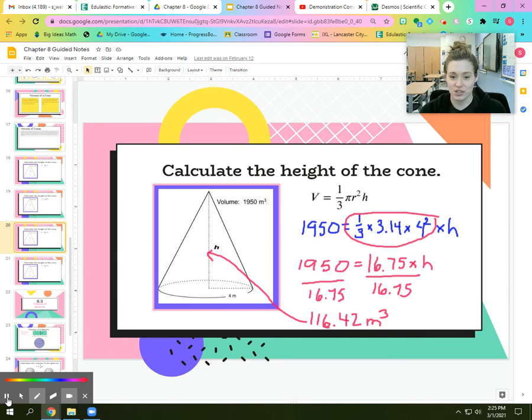Okay, so if we check the next one, we plug in the volume, 1,950, along with the radius, and we're solving for h. So we go ahead and simplify the 1/3 times pi times 4 squared and get 16.75. So our last step is to divide both sides by 16.75, which should give you about 116.42 meters for the height of this cone. Okay, I'll leave that up for a sec so you can kind of check it over before I go on.